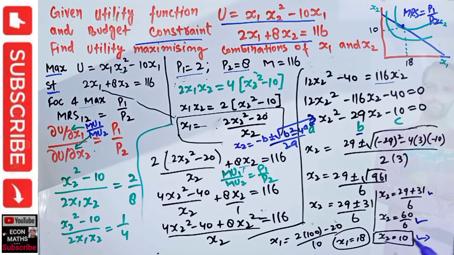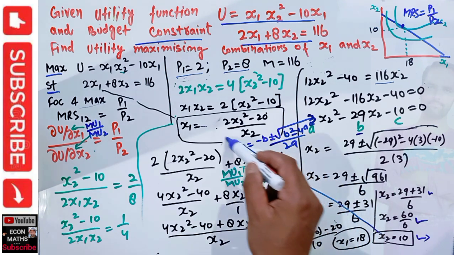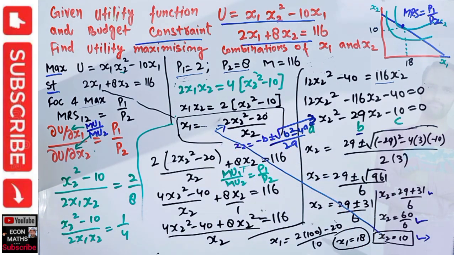To find the value of x1, simply plug the value of x2 into this equation again. So x1 will be equal to (2 times 10 squared, which is 200, minus 20) divided by 10. That means the value of good x1 will be equal to 18. That means the optimal consumption bundle will be 18 and 10.